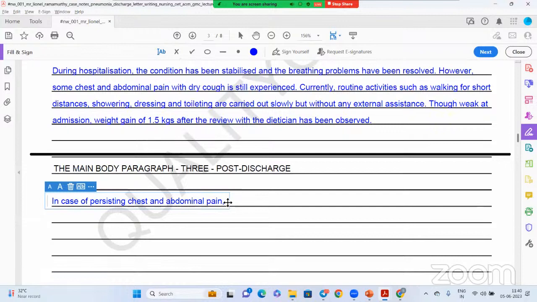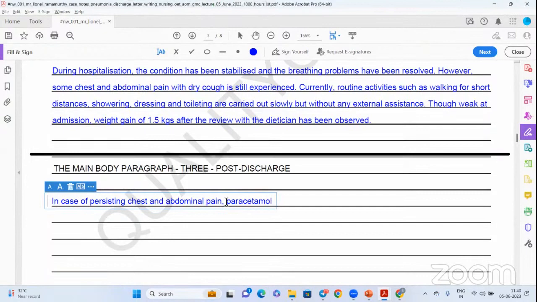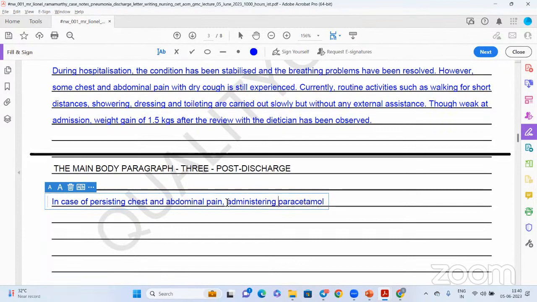Administering paracetamol as required. So, in case of persisting chest and abdominal pain, administering paracetamol as required is recommended. Then next one.